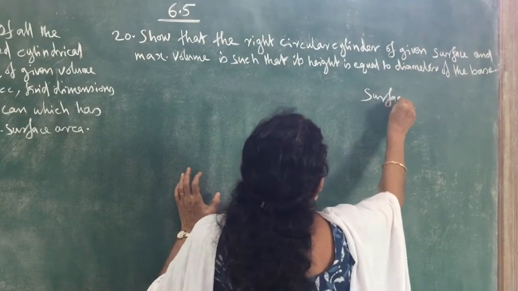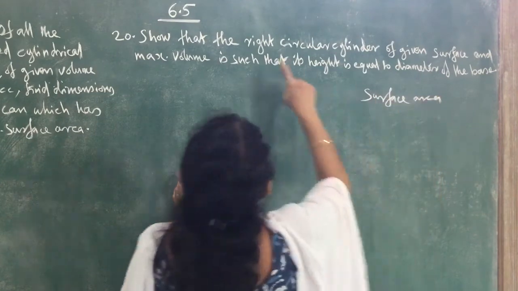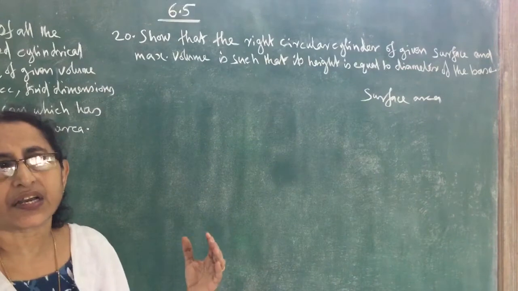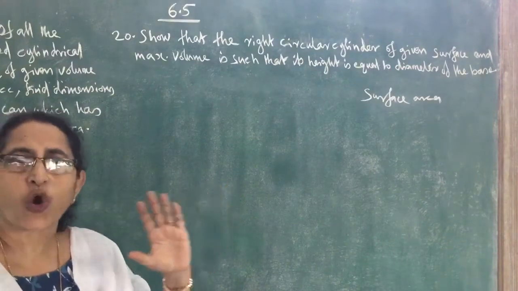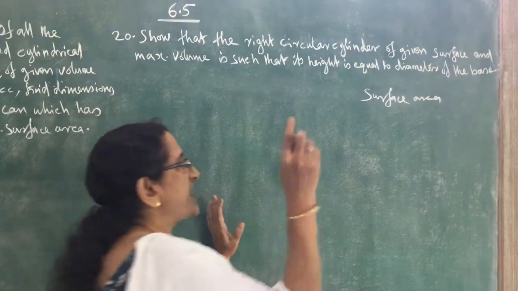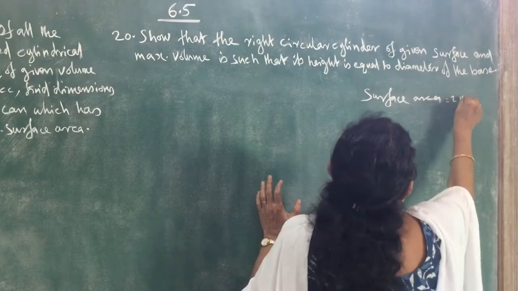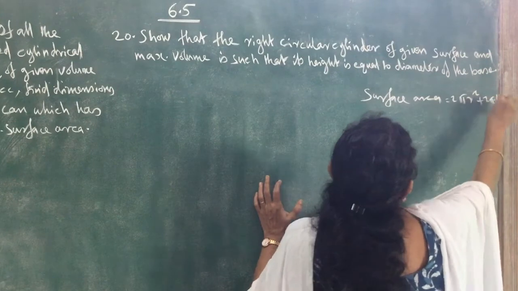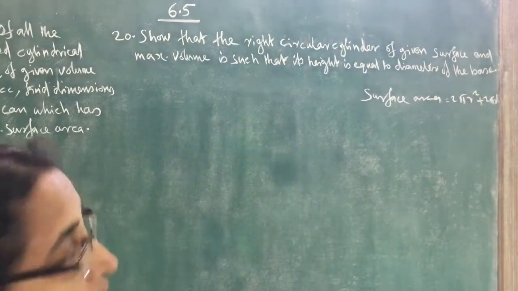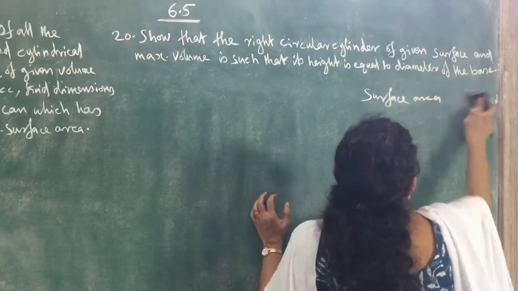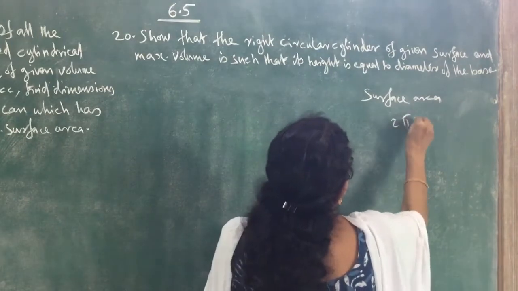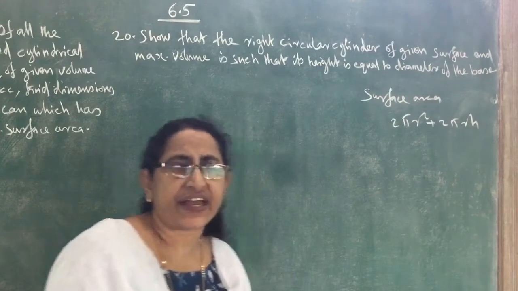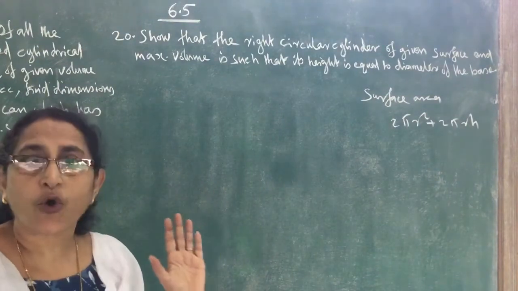Surface area of a right circular cylinder. What is the surface area of a right circular cylinder? Simply surface area means total surface area. That is 2 pi r square plus 2 pi rh. That is a total surface area. That total surface area is a constant.